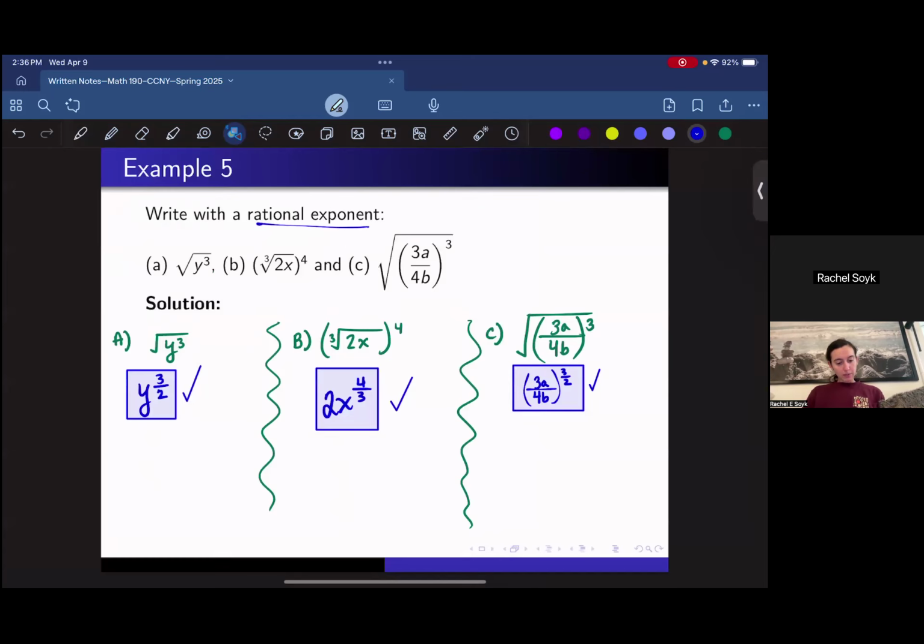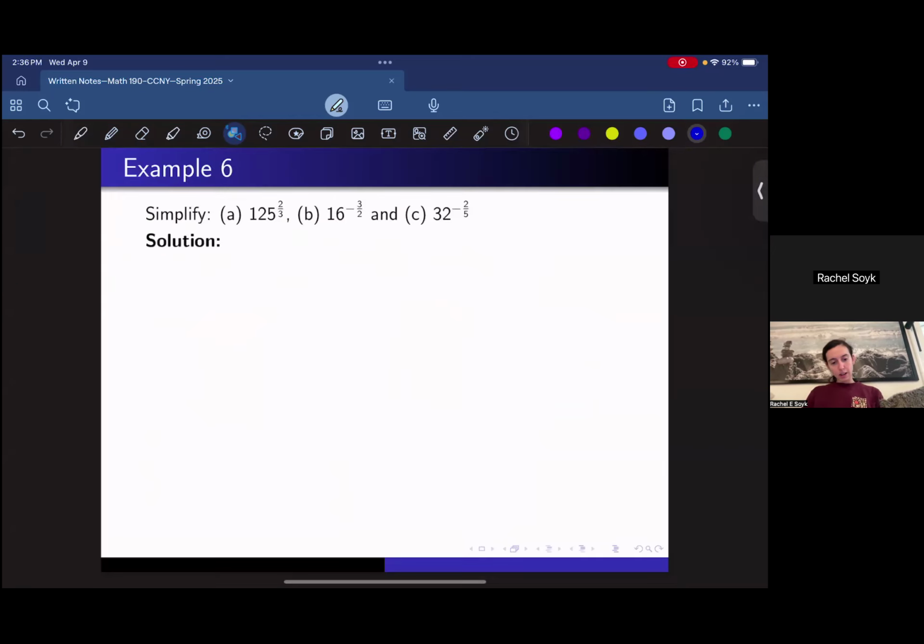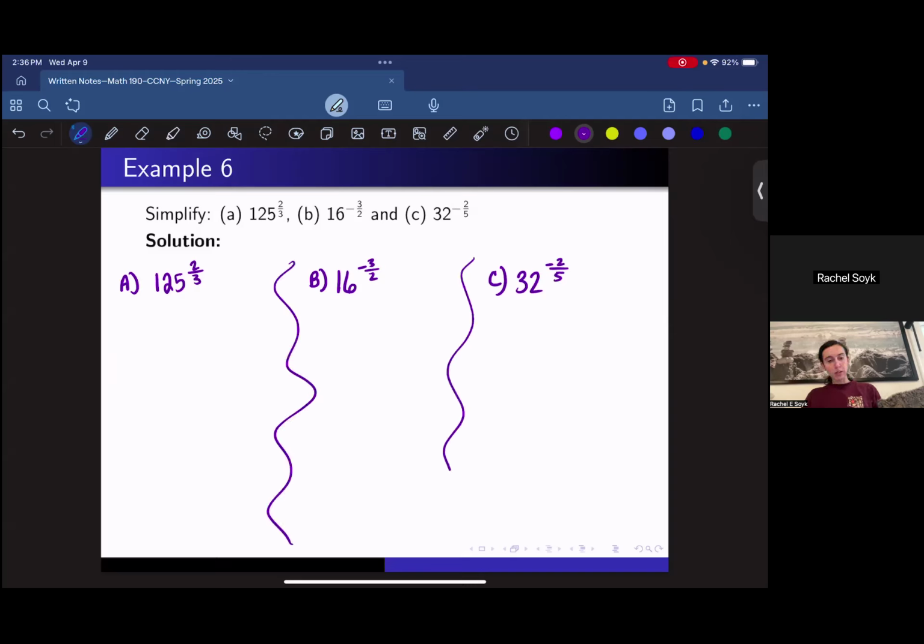Let's keep going. Example 6. Once again, we have a part A, a part B, and a part C. We are asked to simplify 125 to the 2/3 power, 16 to the negative 3 over 2 power, and 32 to the negative 2/5 power. So start with the first one.